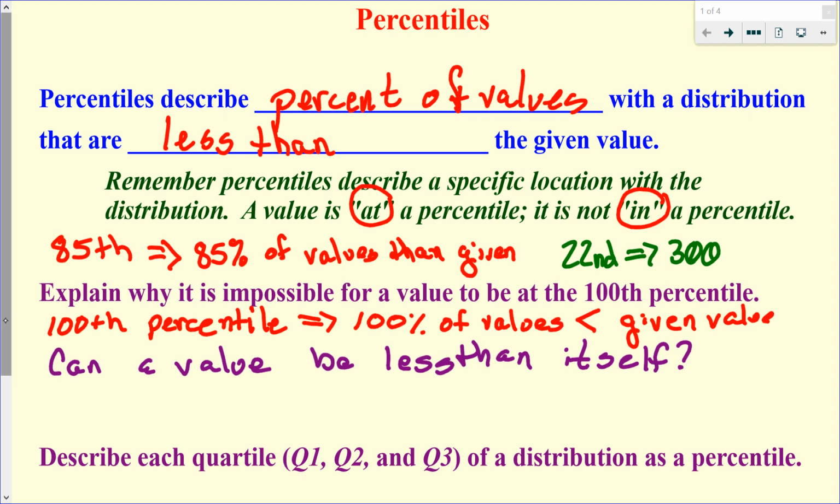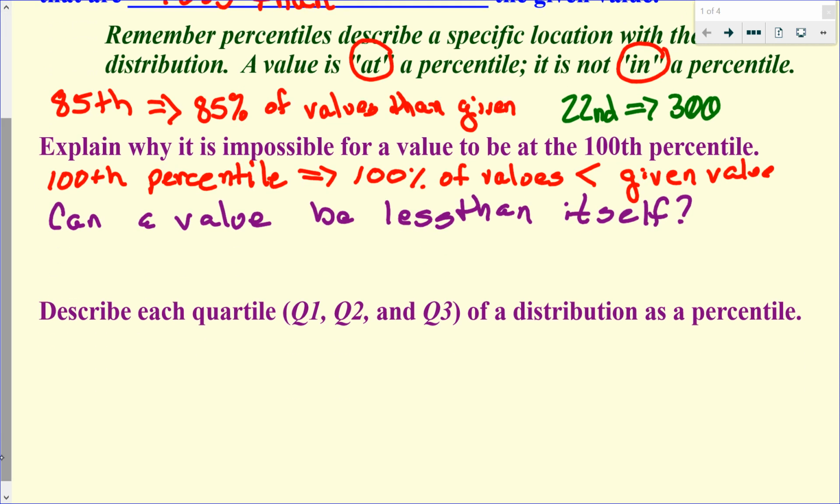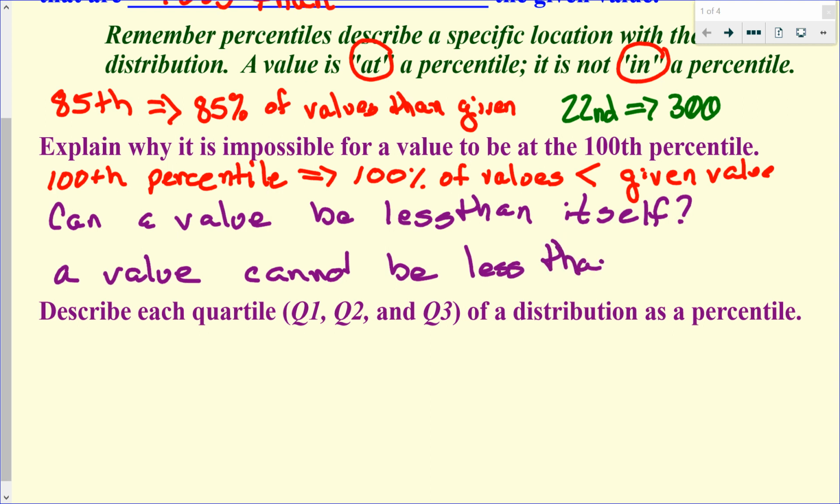Okay? All right, so it's impossible because a value cannot be less than itself. The same token would apply to the 0th percentile. So the highest percentile you can have is the 99th. The lowest percentile you can have is the 1st.